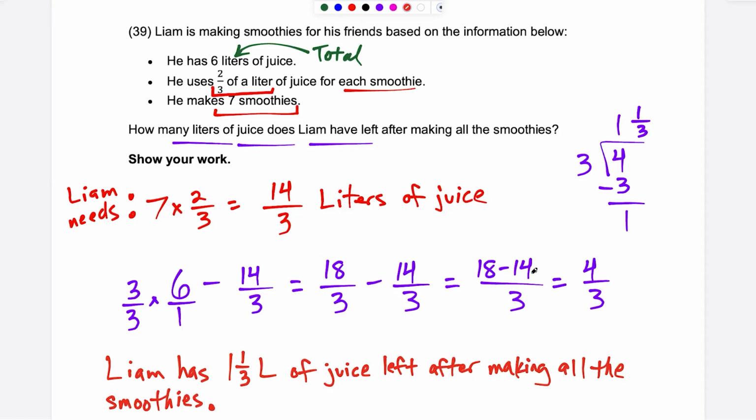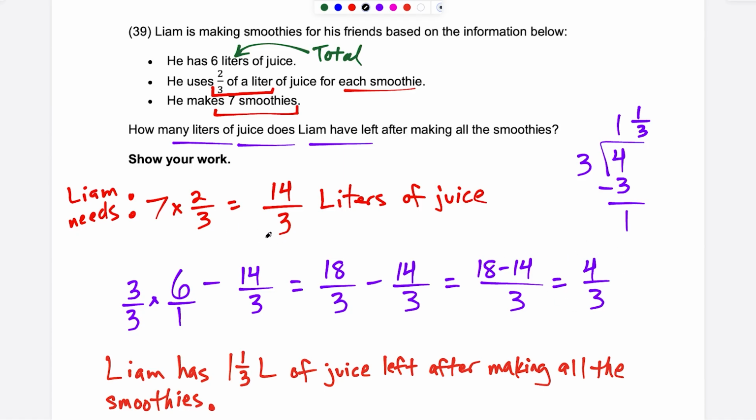Now, one thing I want to point out in terms of a test-taking strategy, if the question doesn't say to write your answer as a mixed number, it's appropriate for you to stop here and say Liam has 4/3 of a liter of juice left after making all the smoothies. Because if you do extra work that's not required of you, and you do that extra work wrong, that's an annoying way to lose points on a test. So when the question says, hey, just how many liters, and they don't say write your answer as a mixed number, then you're allowed to stop at this step.